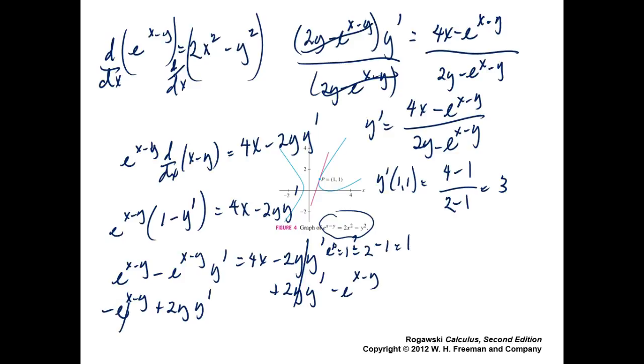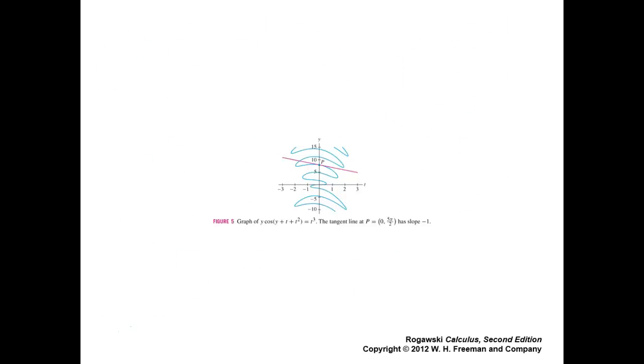All right, now if that wasn't a weird enough looking and operating problem, let's look at example 4. Whoa. Here it is: calculate dy/dt at point P, the point (0, 5/2 pi), on the curve y times cosine of (y plus t squared) is equal to t cubed. Okay. There is the form, okay? And we're to calculate dy/dt of that at the point (0, 5/2 pi).